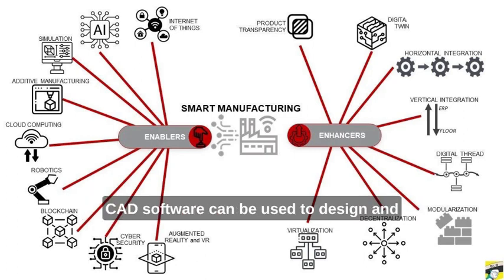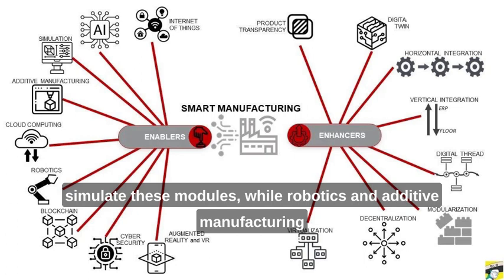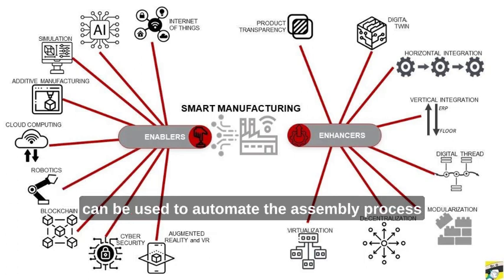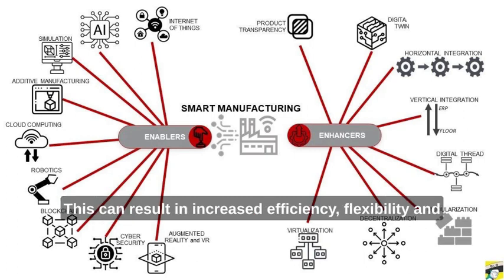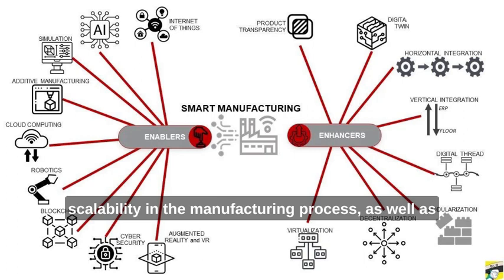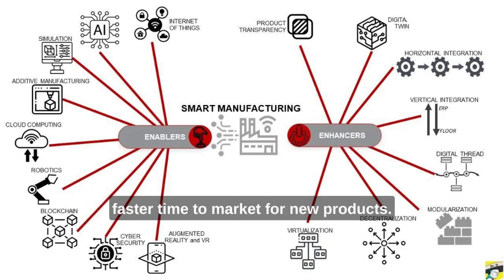CAD software can be used to design and simulate these modules, while robotics and additive manufacturing can be used to automate the assembly process and create the modules respectively. This can result in increased efficiency, flexibility, and scalability in the manufacturing process, as well as faster time to market for new products.